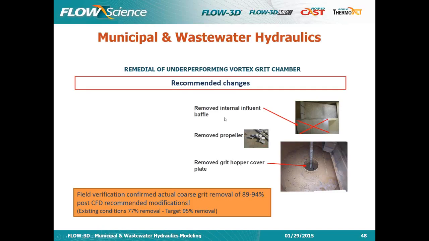So the three recommendations were to remove one of the internal baffles, to remove the propeller, which was not helping, and to remove the grid hopper cover plate. When they did this, the coarse grit removal went up from 77% to 94%. The target was 95, so pretty much mission accomplished, and with, in terms of fabrication or refitting, a very minimal cost.